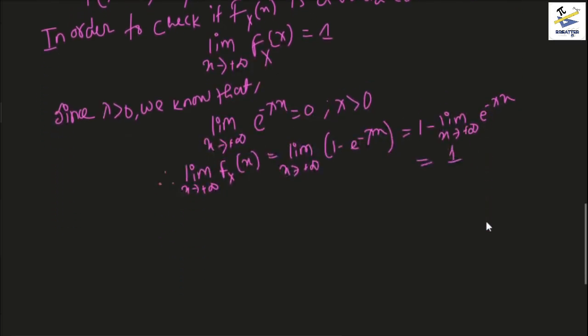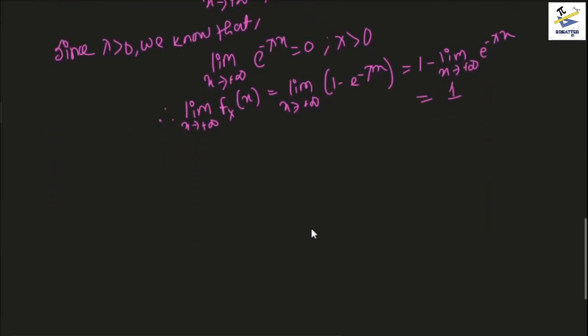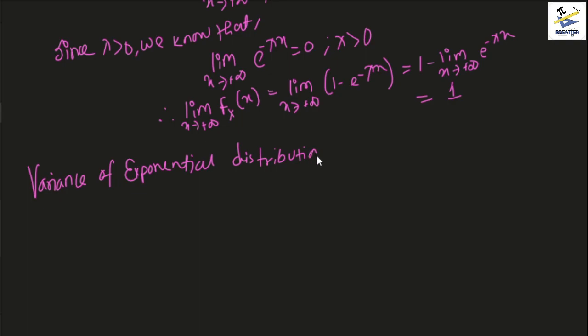Let us talk about the variance. So the variance of exponential distribution, or for that matter any distribution, is defined as follows.